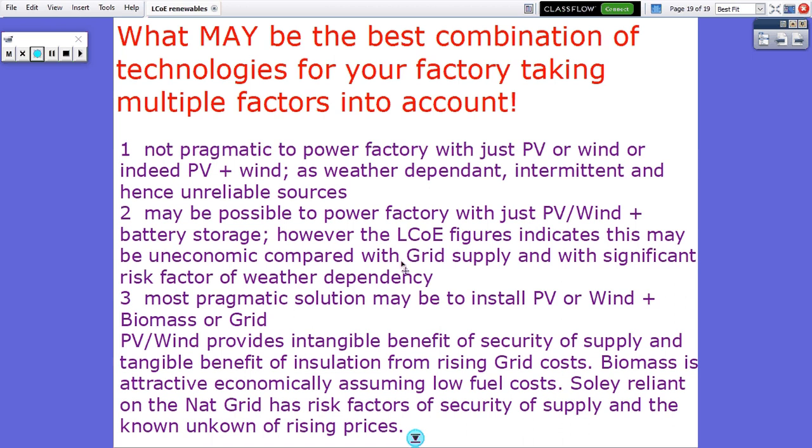Being solely reliant on the national grid has risk factors in terms of blackouts and the grid becoming unreliable, particularly at times like these, due to the question mark over the dependability and the cost of gas, which is a significant part of the national grid electricity generation. So most days, if it's not windy, it takes you up to 50% generation required from combined cycle gas generators. And it does protect you from the known unknown of rising prices.